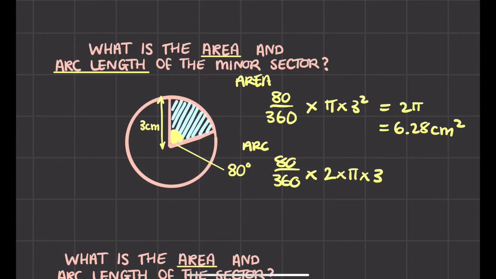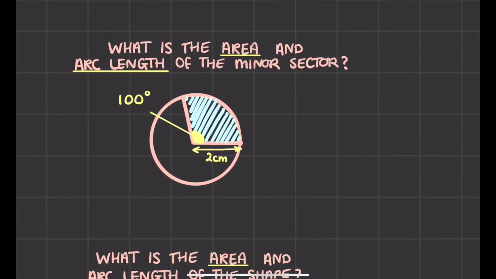I get 4/3 pi. So that is 4.19 centimeters if I round it to 2 decimal places. Okay, try typing that in your calculator, see if you get the same answer. Let's try this one here. Very similar. In fact, why don't you have a go at it first, pause the video and see if you get the same answer as me.